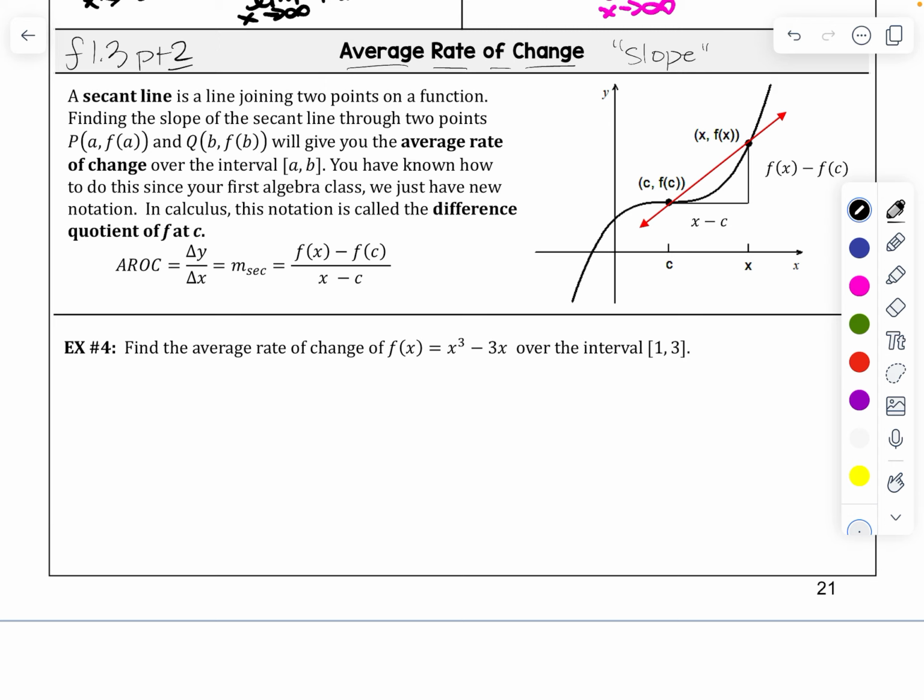If we're talking about a secant line, it's a line that hits a curve 2 times and draws a straight line between them, okay? A secant line is joined between 2 points on the function. Finding the slope of the secant line through those 2 points will give you the average rate of change.